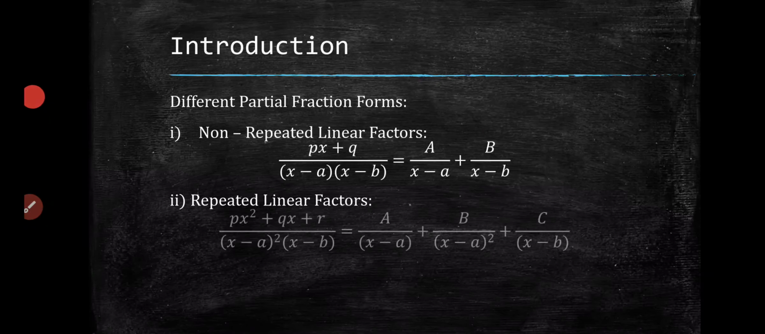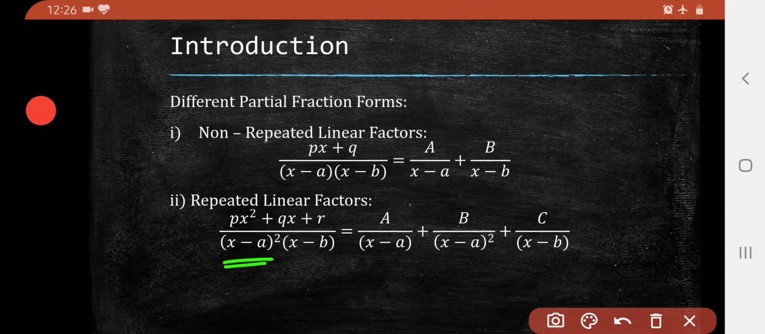Repeated linear factors is if I am having any single factor which is repeated more than once in the denominator. So in that case, if I am having the square of a linear factor, then I must take once alone and then again along with the square. If I am having a cube, then I will take once alone, then once with square, then once with cube, something like that. That's how it goes on. And obviously this x minus b is standalone, so it will come as it is. So that's it. This is called the repeated linear factors.